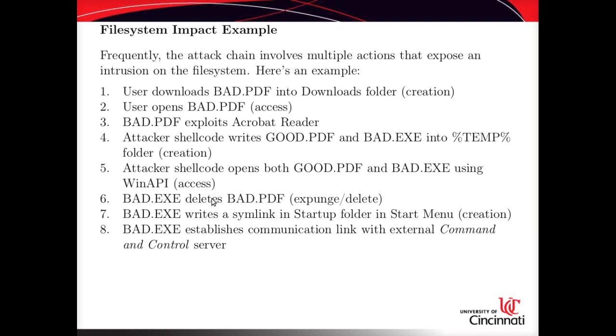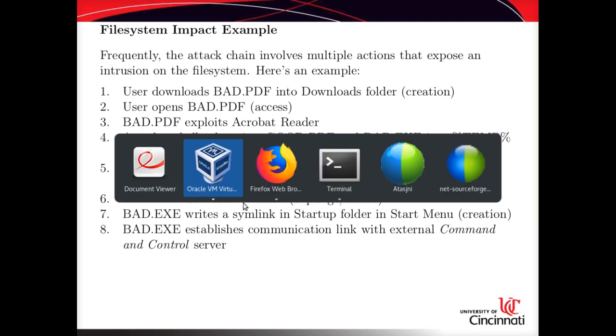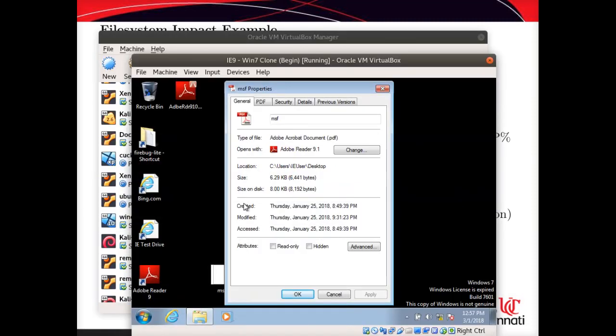And then it deletes the bad PDF. And so it expunges it or deletes it. I think expunge is a common term used, and that's just because the letter E is often used for this timestamp. So bad.exe deletes bad.pdf, so it actually creates that new timestamp there, and then bad.pdf doesn't show up at all in the desktop or in the Windows Explorer or what have you.